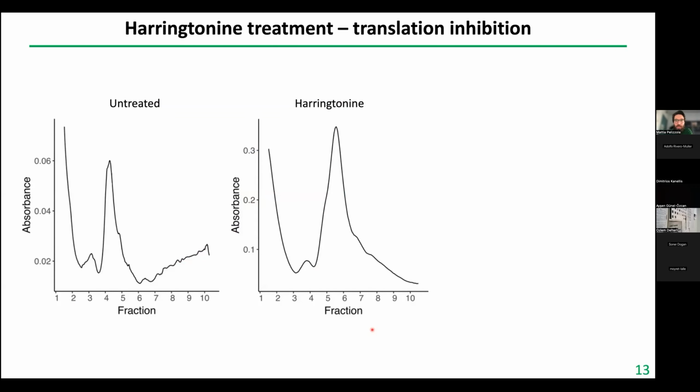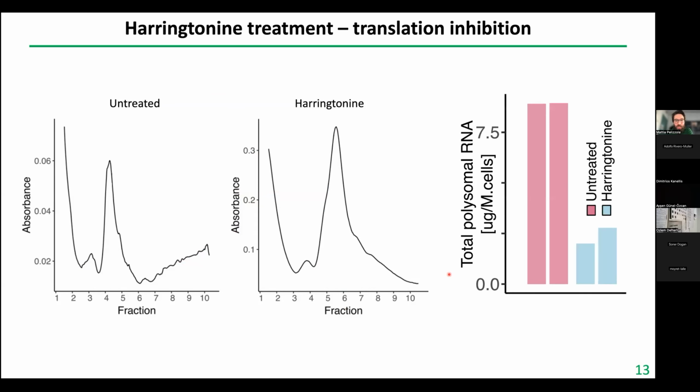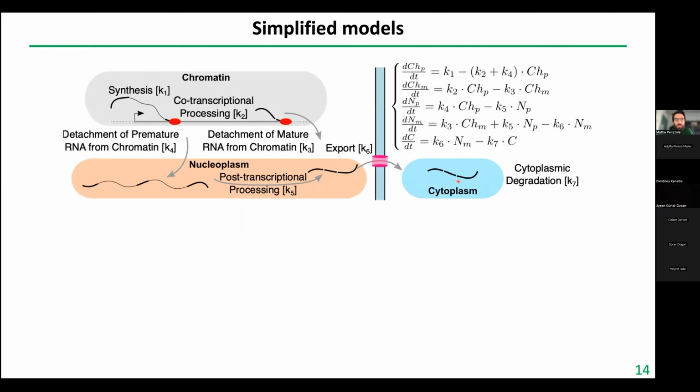Finally, we decided to play a little bit also with translation, inhibiting translation with arentonin. Here you see the polysomal profiles. And here you see a quantification of the RNA for polysomal fractions. And you see, of course, the reduction upon treatment with arentonin. This is a problem because, unfortunately, we could not proceed with library preparation and sequencing for arentonin-treated cells. And indeed, we had to implement a simplified model lacking the polysomal RNA quantification, and therefore lacking the association with polysomes and the polysomal degradation.